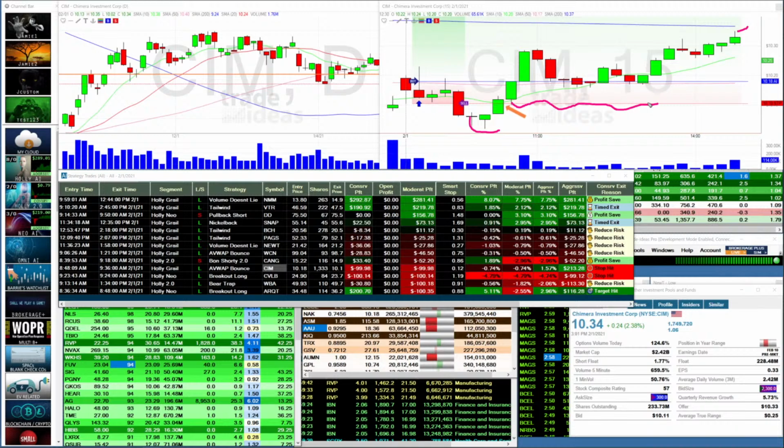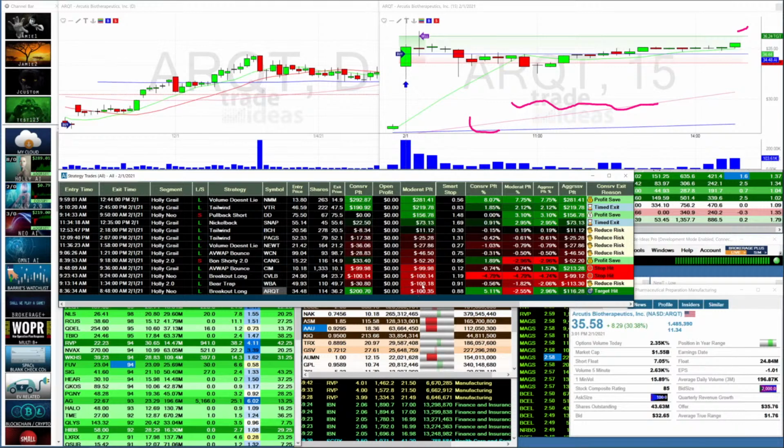And that's about it for Ollie today. Otherwise, we had a nice target hit in this ARQT, and then it was over and done. If you tried to hold it, it got a little bit messy, but a nice target hit before it got weak.